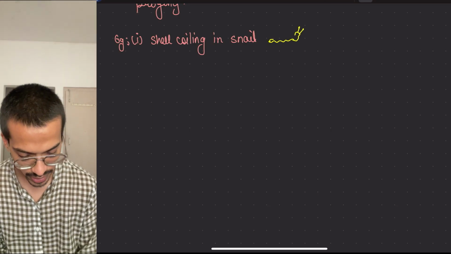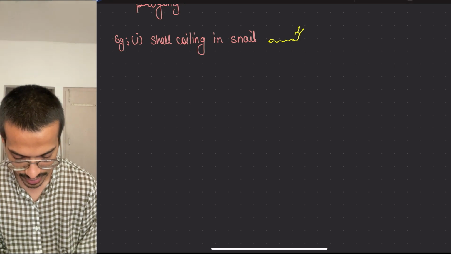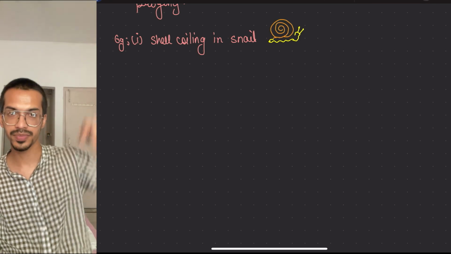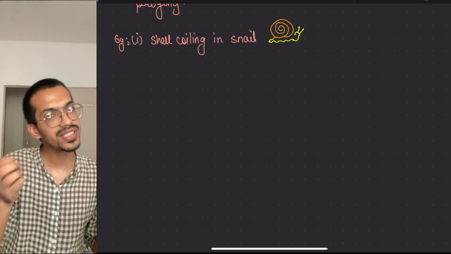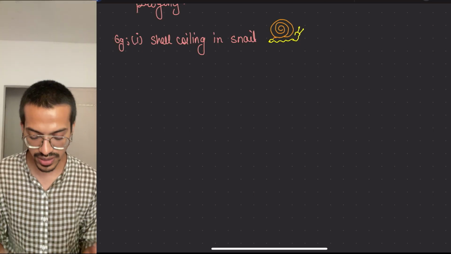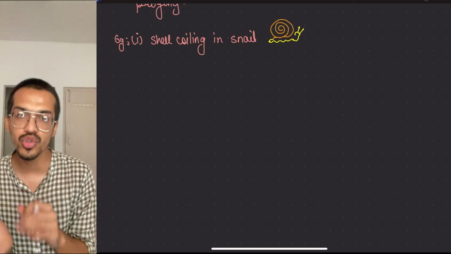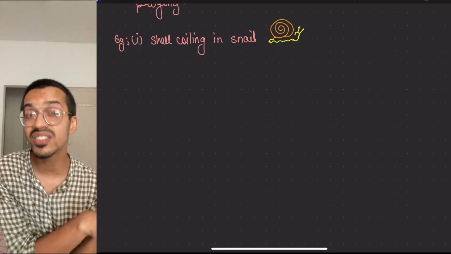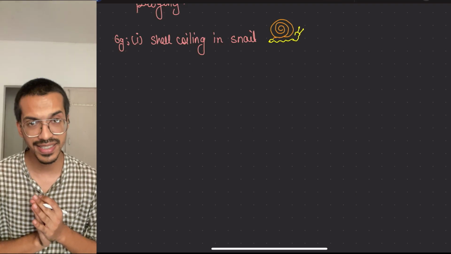And it has what? It has a shell like this. Now this shell will be present in the coiled form. So this could be anti-clockwise or clockwise. If it is clockwise, we call it dextral coiling. If it is anti-clockwise, we call it sinistral coiling.